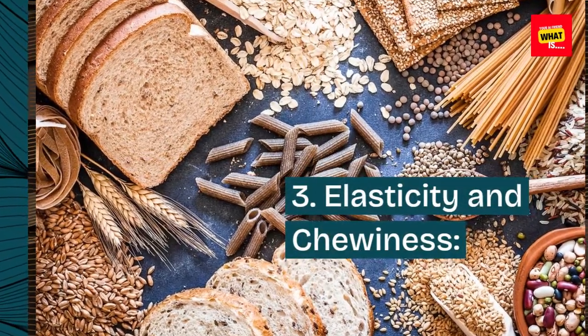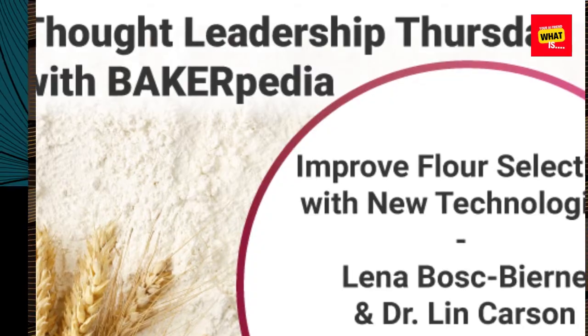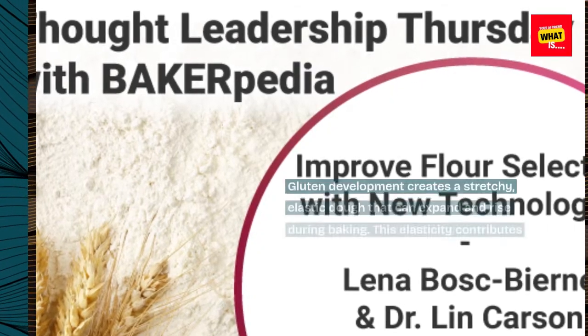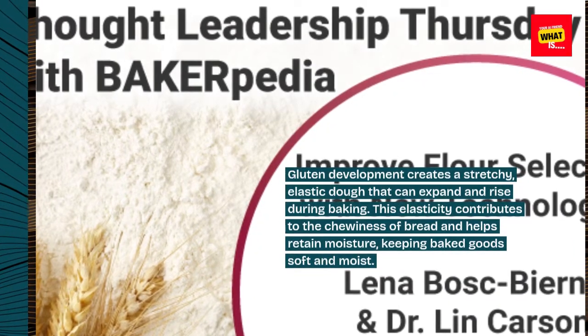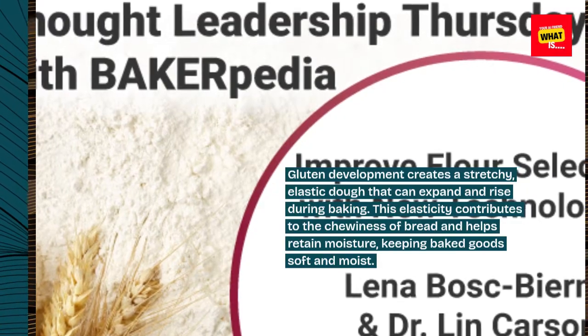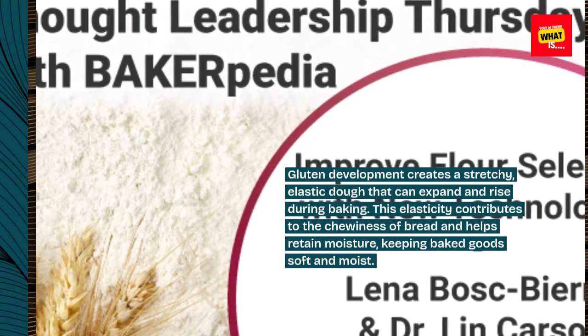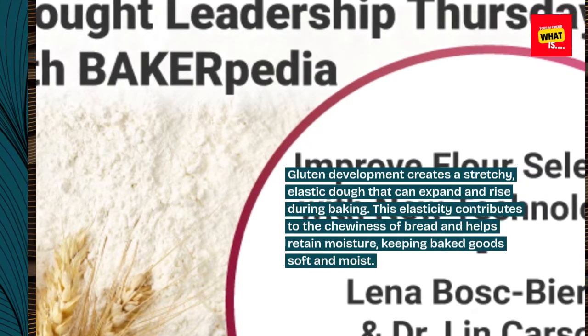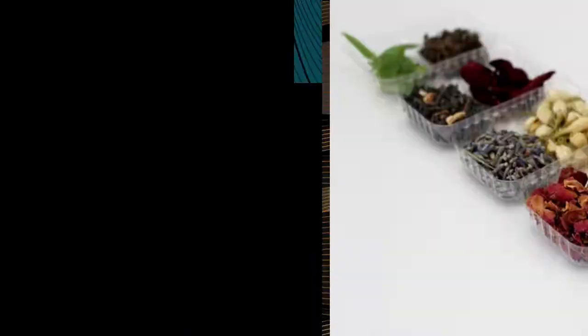3. Elasticity and chewiness. Gluten development creates a stretchy, elastic dough that can expand and rise during baking. This elasticity contributes to the chewiness of bread and helps retain moisture, keeping baked goods soft and moist.